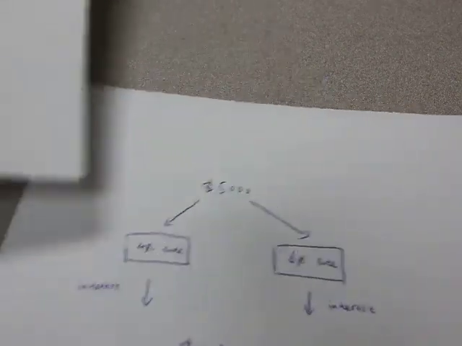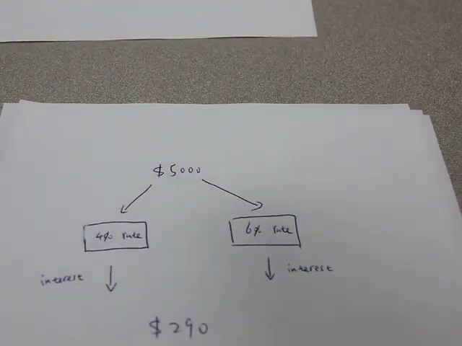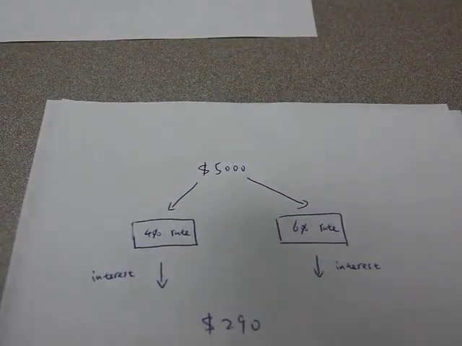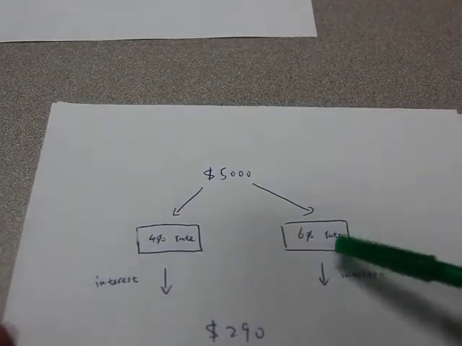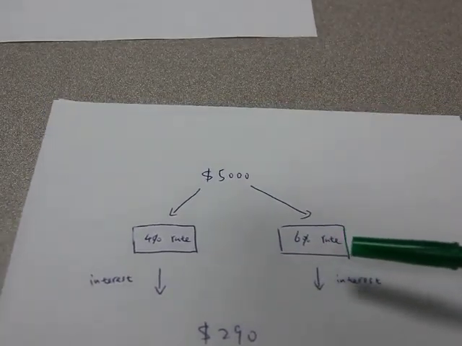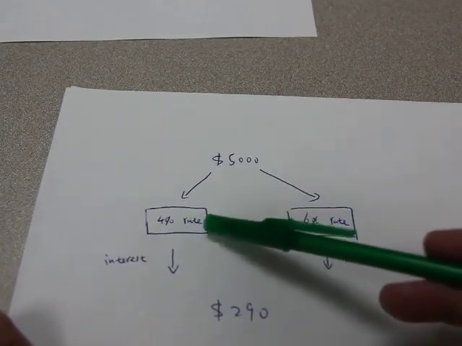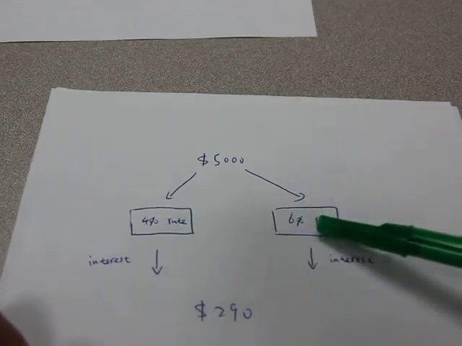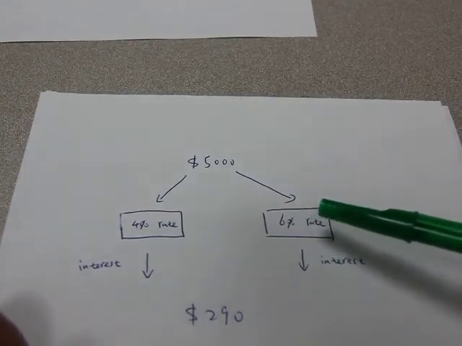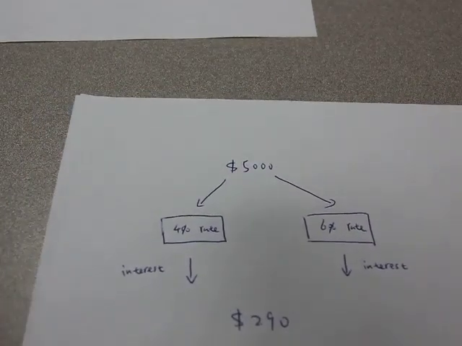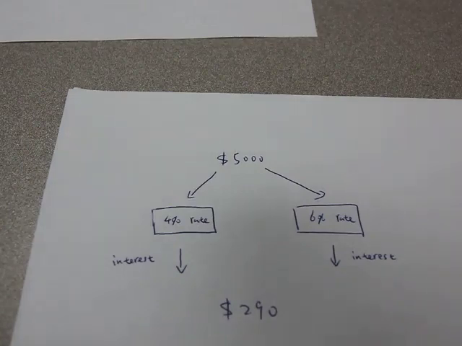Now first, let me use this diagram to explain this problem. So at the beginning, you have $5,000, right, which is over here. And then you are given these two accounts. One account pays you 4% interest every year, and the second account pays you 6% interest every year. And you will be the person who decides how much you want to put in each account.